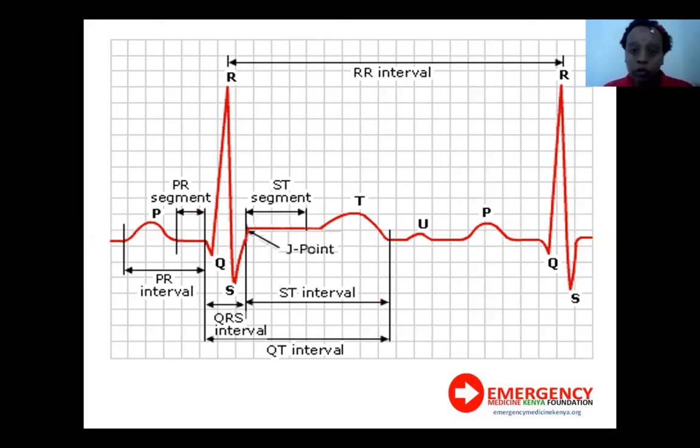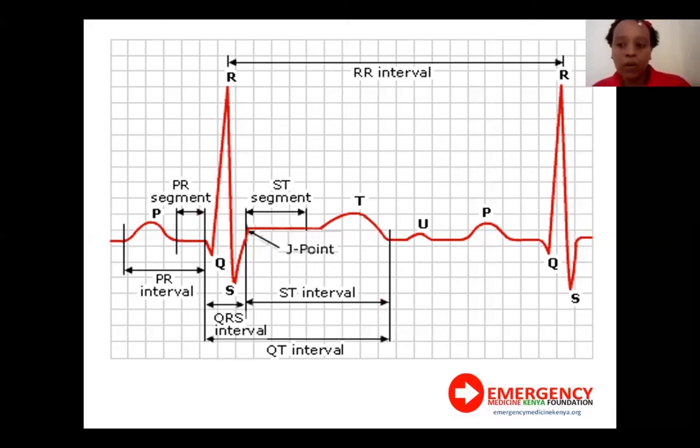You can use your R-R interval if you want to count the beats per minute on a strip. You also use it to know whether your rhythm is regular. You take a paper, as I said, and mark from one R to another, and then move it across the strip. If it falls on the marks that you have made, then you know that your strip is regular.